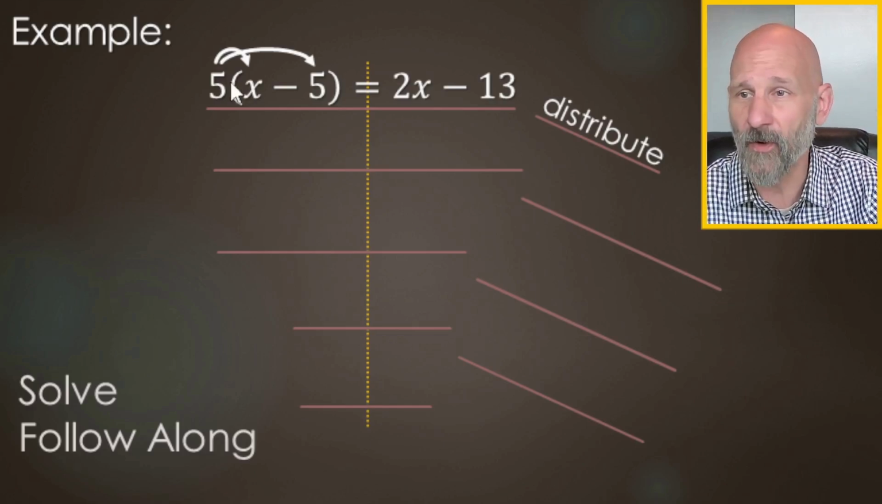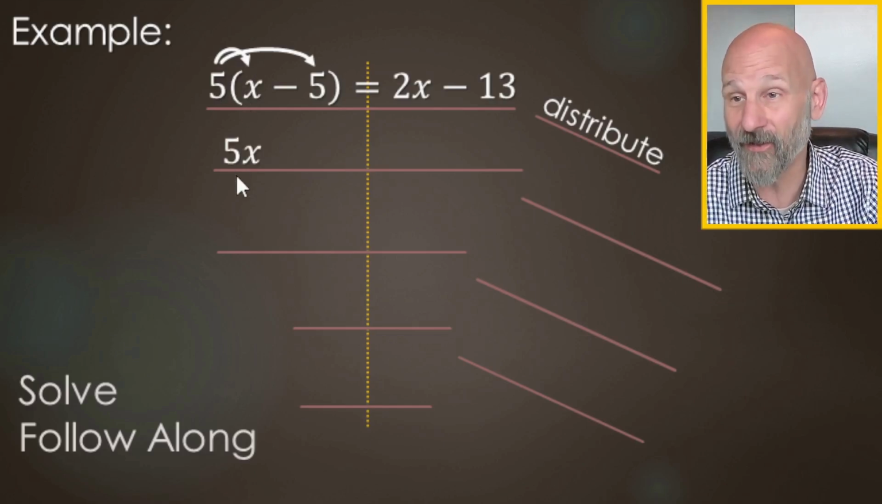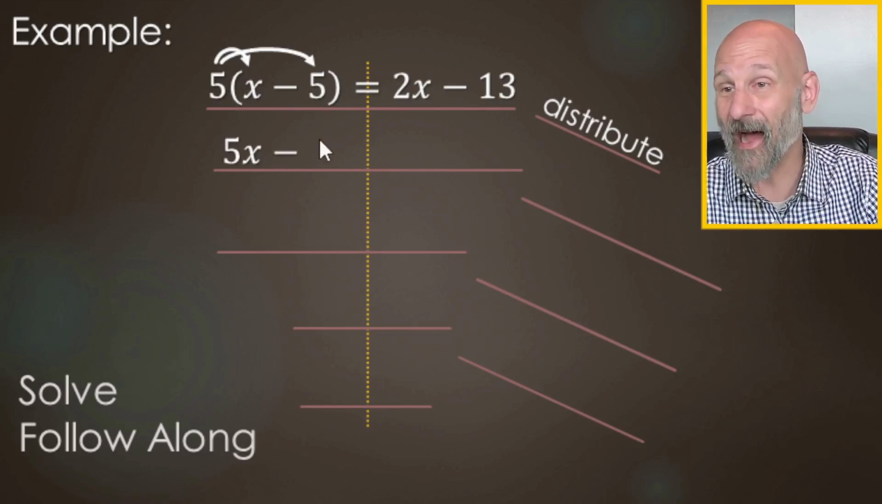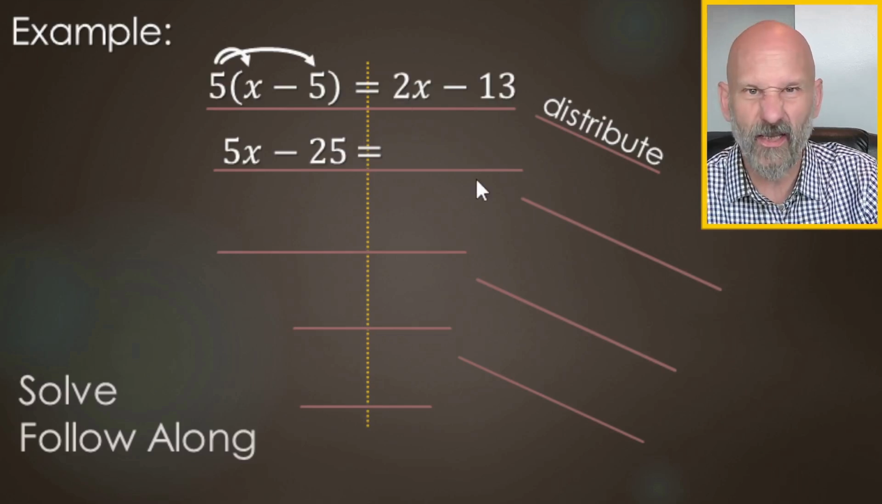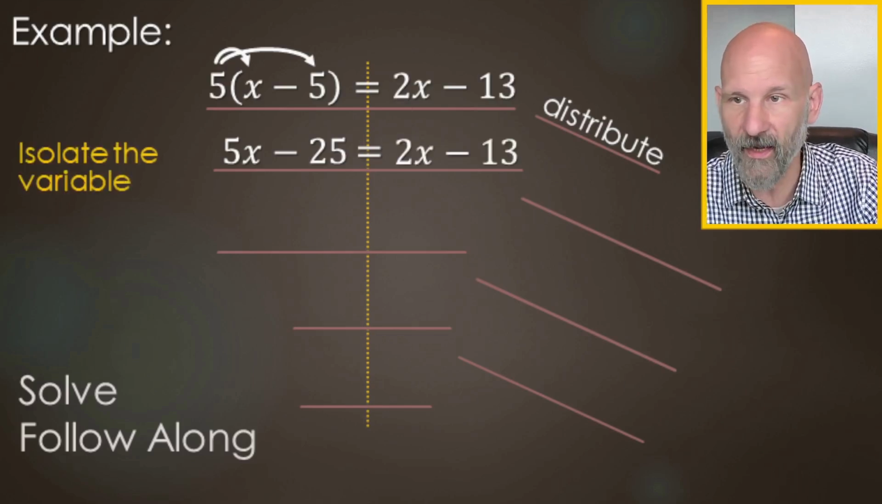So here we go. So we got 5 times x makes 5x, and then a minus 5 times 5 makes 25 there. Now the right-hand side, it's already all cleaned up. It's good. So we just recopy that down there.